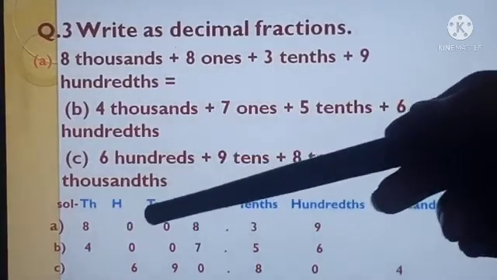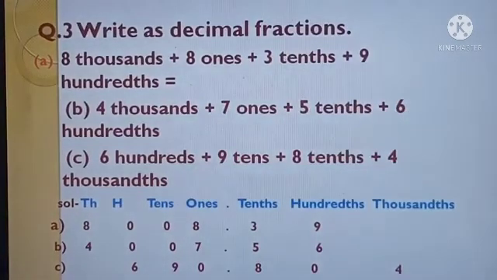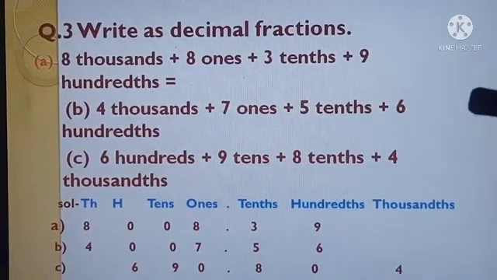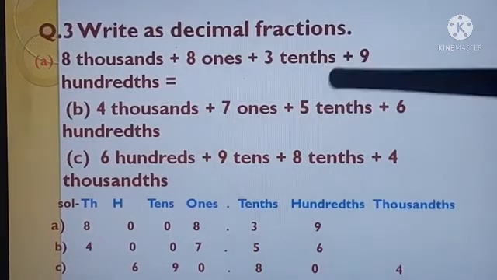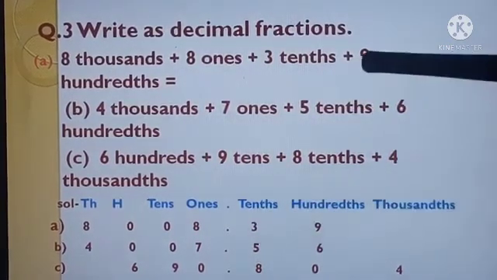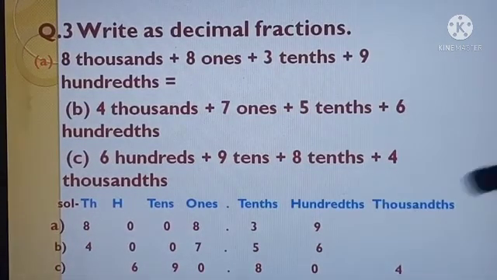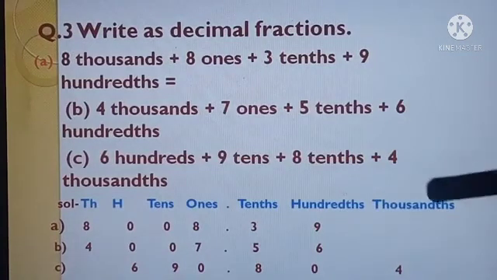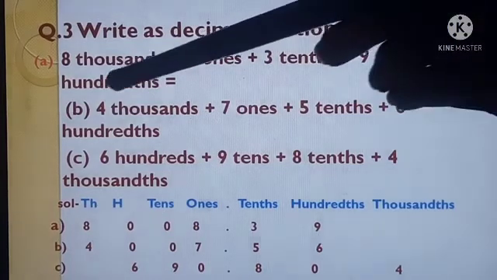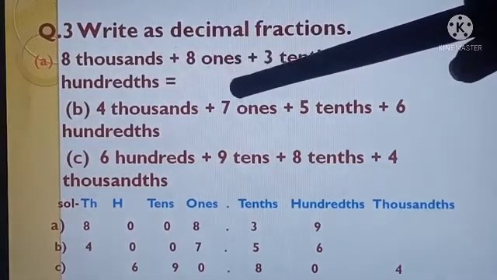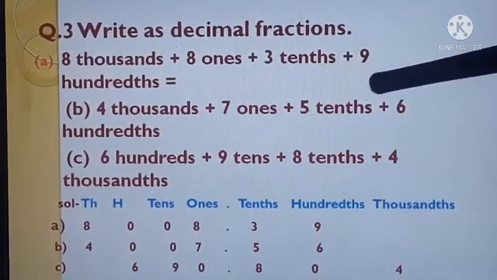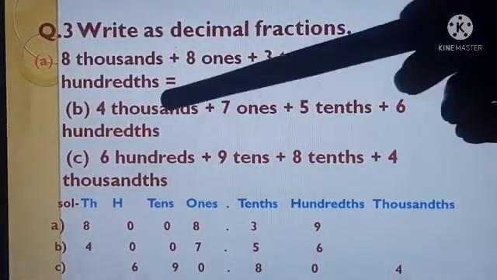8 ones. Ones is here, you will write here 8. So 100, 0, tens. Where we do not have any digit, we are going to write down 0. 3 tenth. Below 10th you will write down 3. 9 hundredths. Below 100th you will write down 9. So our number will become 8,008 decimal 39. Right?